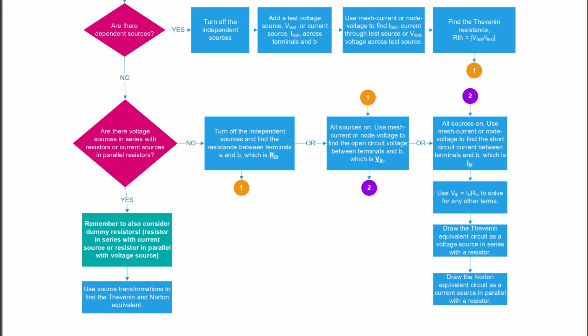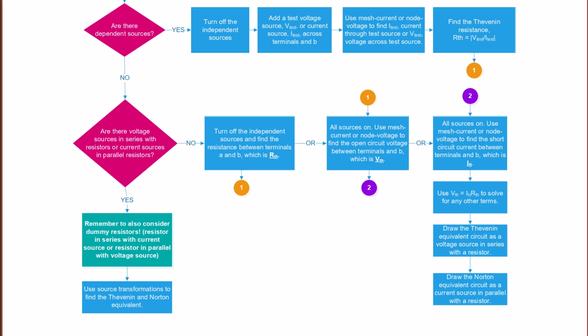If you don't have that, then what you would do is turn off the independent sources if there are no dependent sources to find Z Thevenin, or leave all the sources on and use the mesh current or node voltage method to find the open circuit voltage across terminals A and B, which is V Thevenin, or the short circuit current through terminals A and B, which is I Norton. And then you can use those two to find Z Thevenin, which is V Thevenin over I Norton. And then you can draw the Thevenin equivalent circuit or the Norton equivalent circuit. Remember to also consider dummy resistors or any dangling resistors when you do the source transformation method.